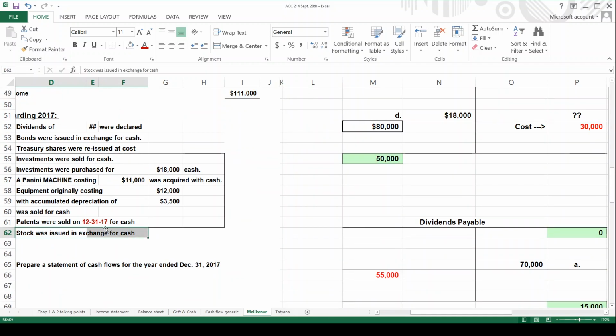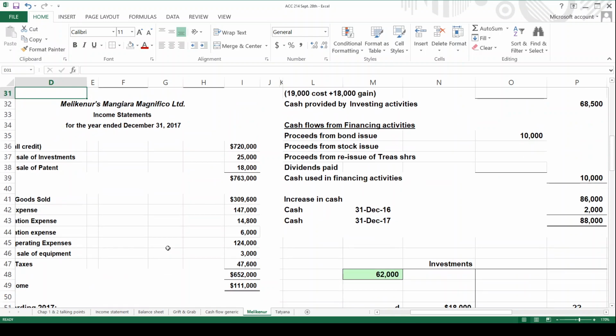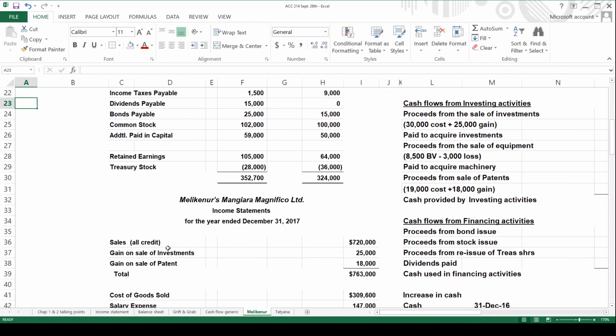Stock was issued in exchange for cash, but how much? Okay, so we have to look at the two accounts involved. What are the two accounts? The two accounts are common stock, which goes up by 2,000, and paid in capital, which goes up by 9,000.